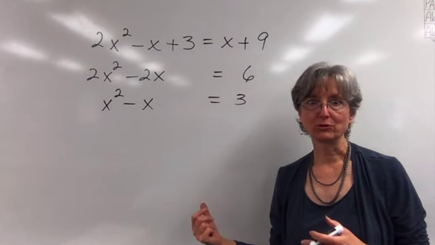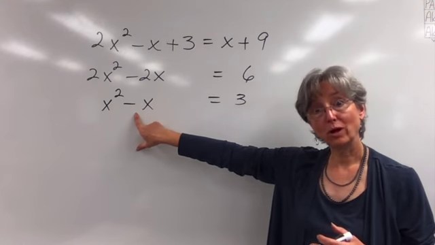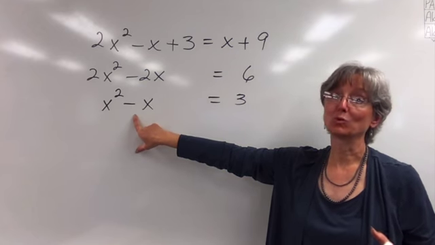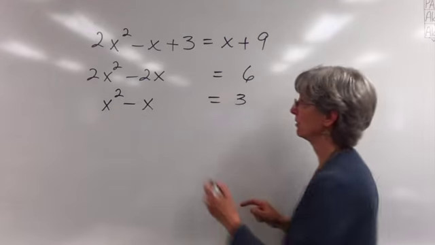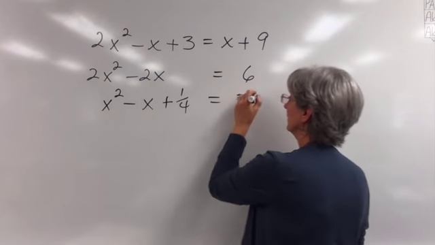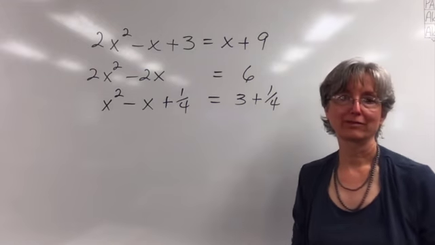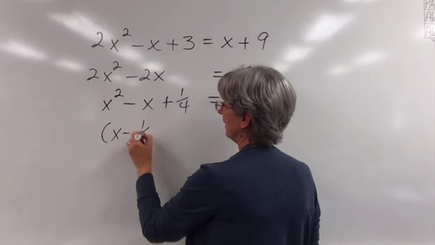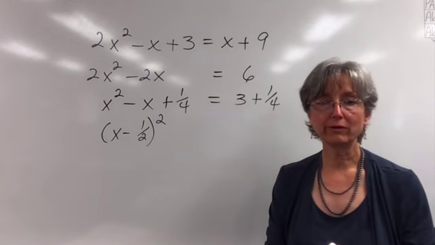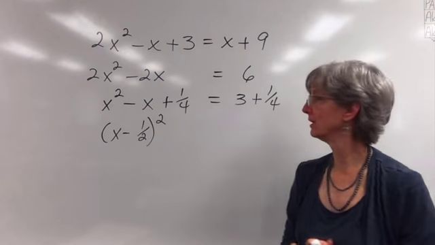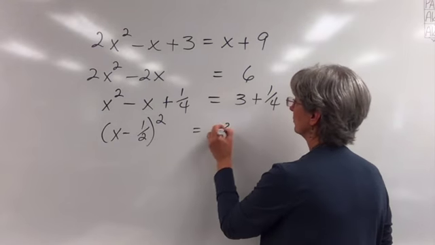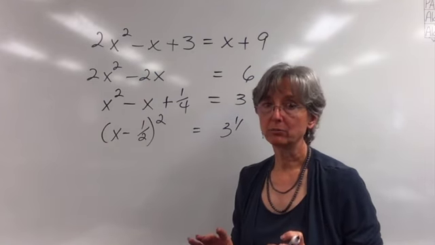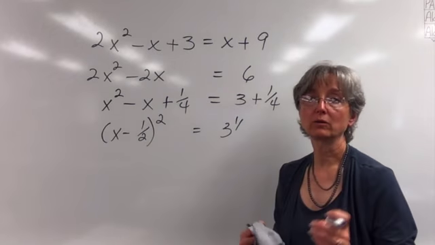Now I have to add to both sides, and this is negative 1. What's half of 1? It's 1/2, right? What's 1/2 squared? 1/4. So I'm adding 1/4. Oh my. This factors to be x minus 1/2 squared. If you put 0.5, I won't quibble with you, that's fine. And this becomes 3 1/4. Or, I like improper fractions. I'm not going to write 3 1/4.